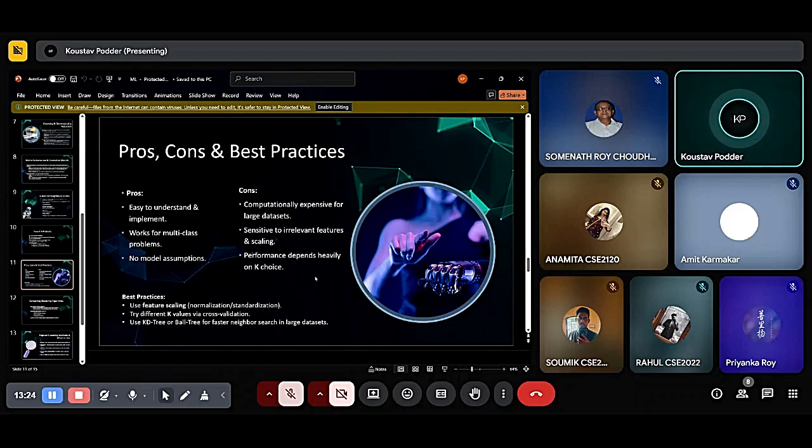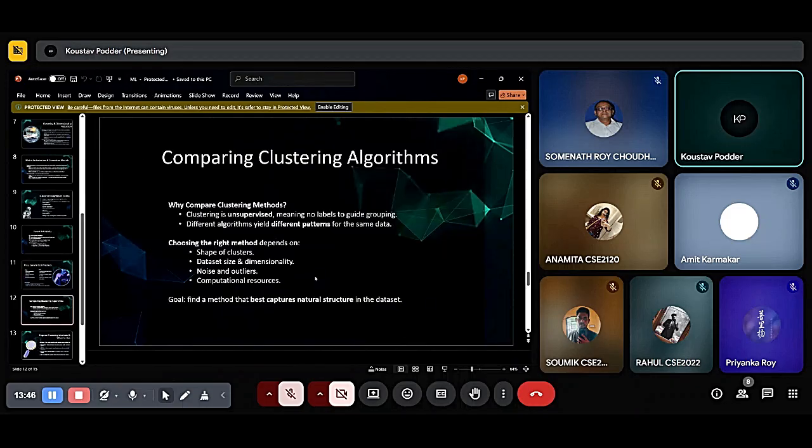So how can we overcome these problems? The best practices are we should use feature scaling, normalization and standardization of the dataset, and we should try different values of k so that we can cross validate and check our output. And we should use KD tree or ball tree for faster neighbor search in larger datasets. Thank you.